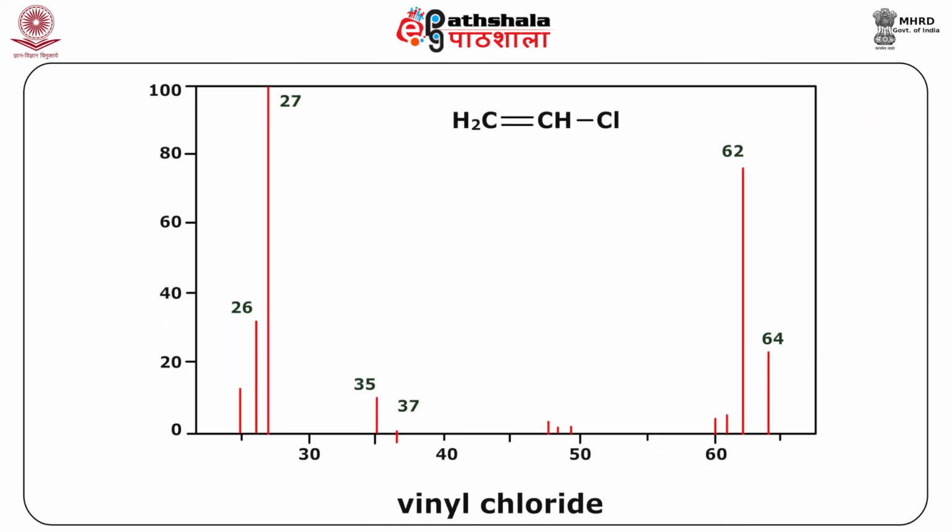Now, let us consider the case of vinyl chloride. The molecular ion consists of 2 peaks, m/z equal to 62 and 64 in 3:1 ratio, the M and M+2 ions. From the natural abundances of the isotopes of chlorine and bromine, one can conclude that if the M+2 peak is 1/3 the height of the molecular ion peak, then the compound definitely contains a chlorine atom, because the natural abundance of chlorine-37 is 1/3 that of chlorine-35.